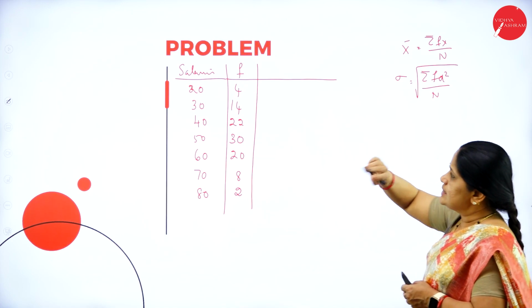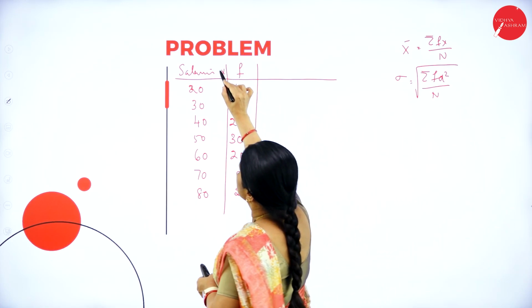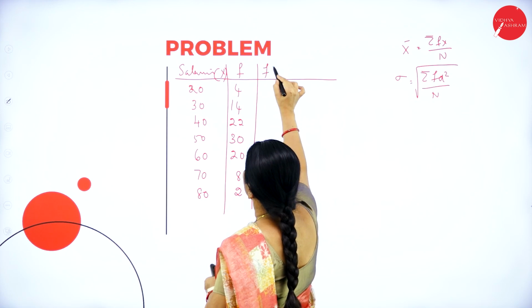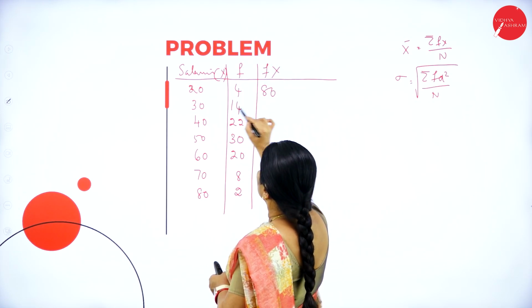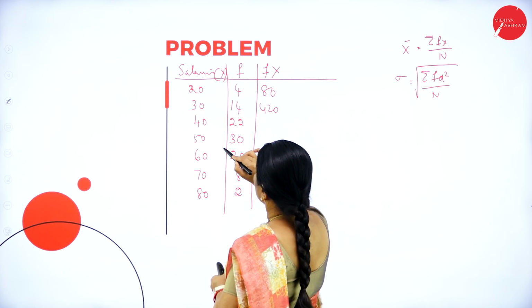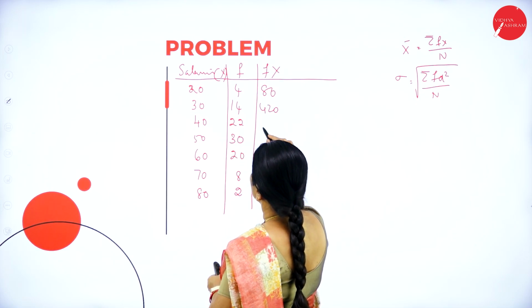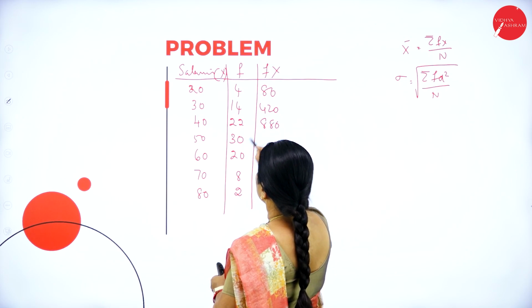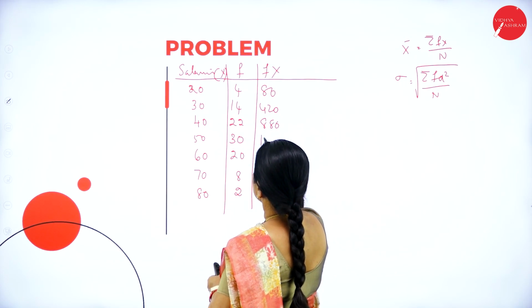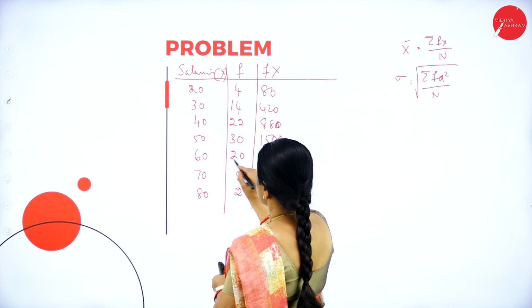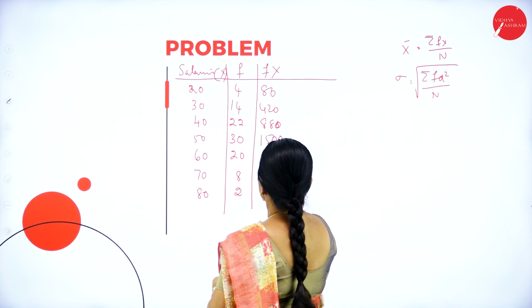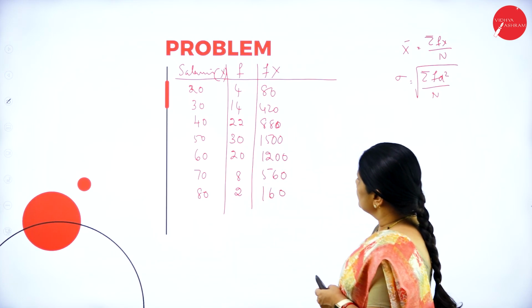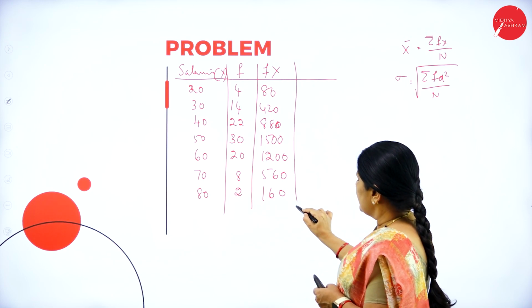So fx means f into x. So this is the x values, this is the f value. So f into x. So 20 into 4 is 80. 14 threes are 420. 40 into 22 is 880. 5 threes are 15. Then 6 twos are 12. 7 eights are 8 twos are. So f into x, sigma fx.